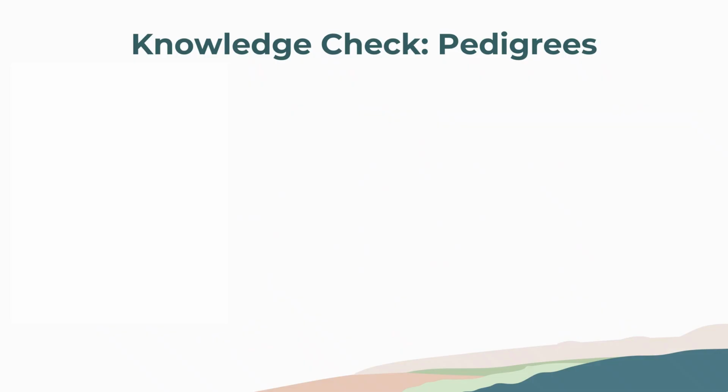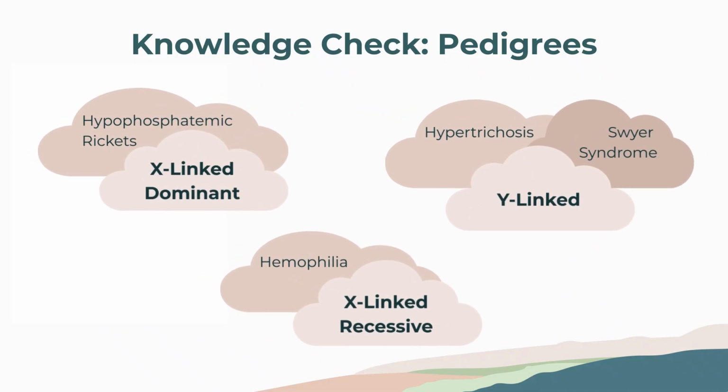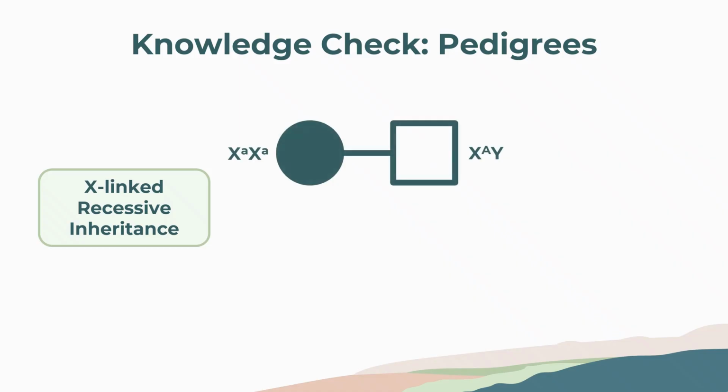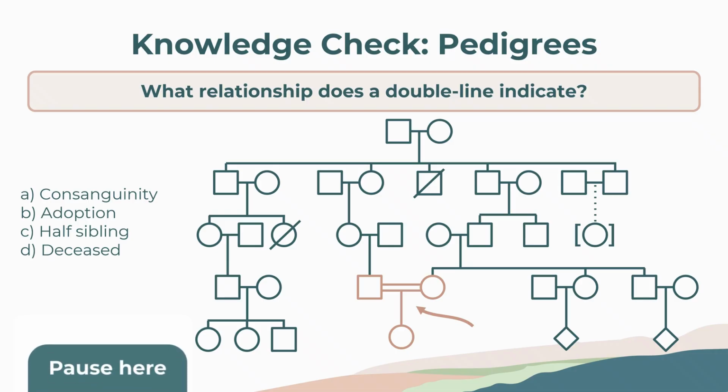Right, and it's important to remember that sex is primarily used to assess non-autosomal traits. Let's take X-linked recessive traits as an example. Let's say we have an affected mother and a non-carrier father. A female offspring will be a carrier. In comparison, a male offspring will be affected. In this case, what does the double line indicate? It represents consanguinity. Keep note of this one for later.